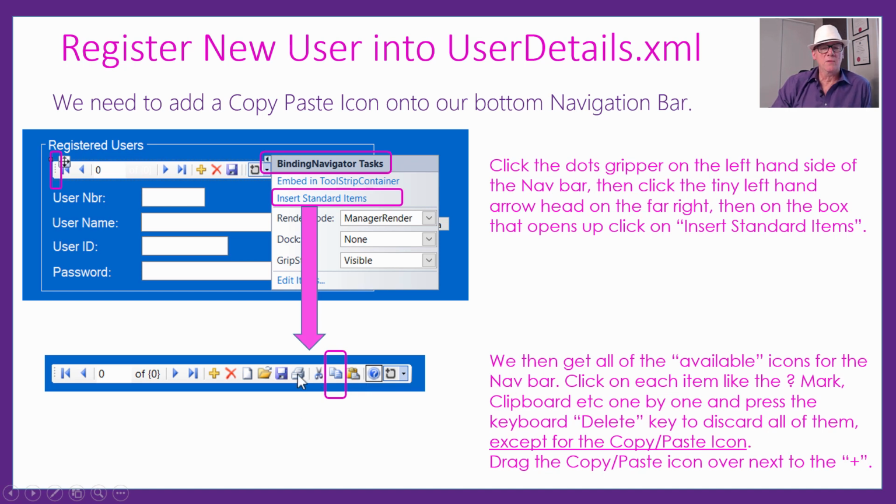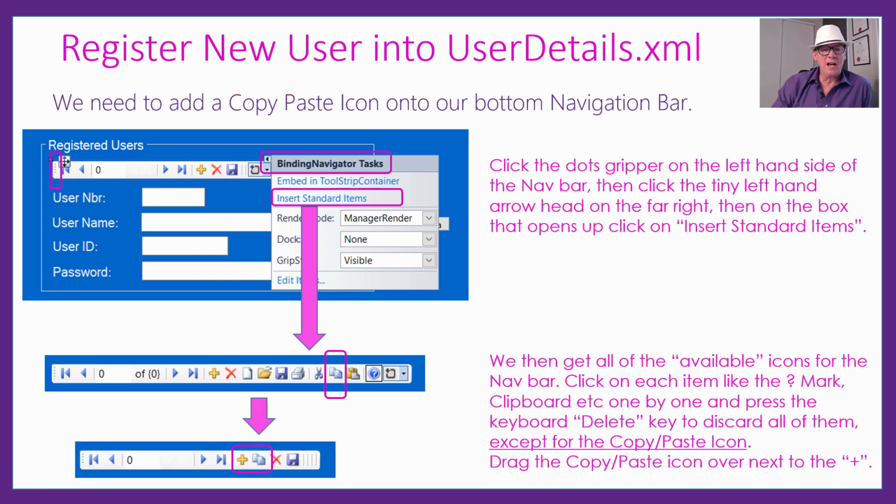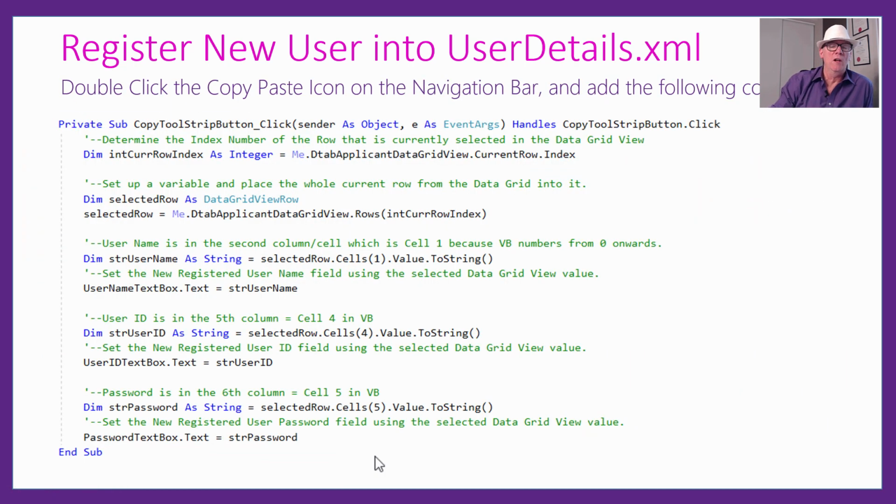Click on the scissors and make them disappear. Get all of them to disappear, but we still want to keep our plus, our cross for delete, our save, and we want to keep this one here, the copy paste. And you can also drag that copy and paste across and move it. We've just moved it so it's right next to the plus key here. So that's our new nav bar all set up now, and we've got this copy paste icon which we can double click and add some code to.